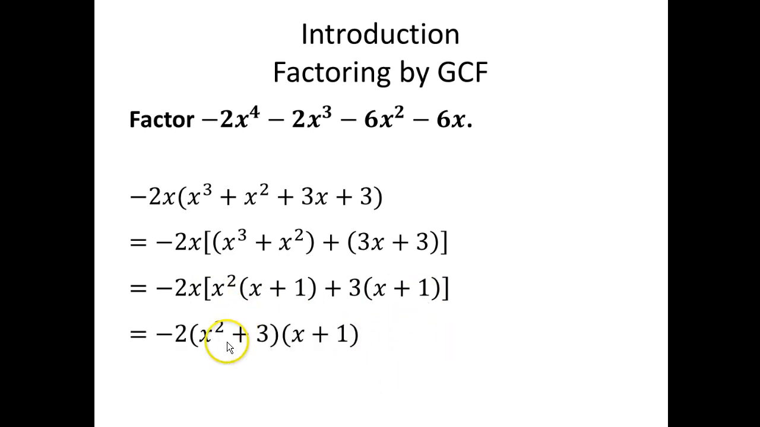Then, of course, I can finish factoring by factoring the x plus 1 factor out of both of these terms, and I'm left with the following, with one minor mistake. Notice I'm going to have x squared plus 3 times x plus 1, but I neglected to write in the negative 2x that I should have brought down here. So let me draw that in. So this should be negative 2 times x squared plus 3 times x plus 1.